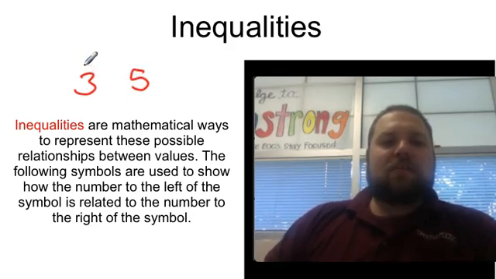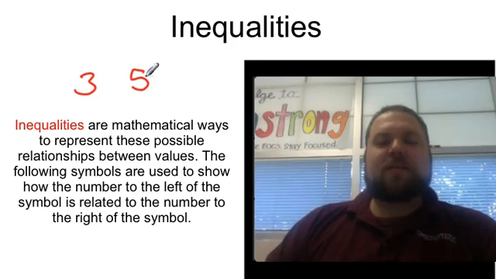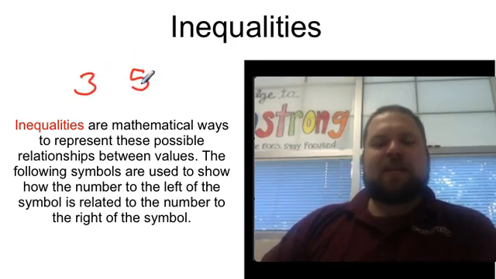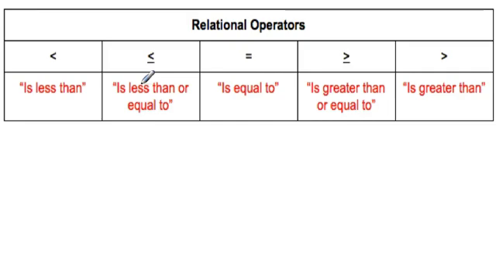Inequalities always deal with the relationship between the number on the left and the number on the right. Order matters on these. It's always how does the number on the left compare to the number on the right, and we use these symbols to talk about that. So I've been using 3 and 5. Let's talk about which of these relational operators, or inequality symbols, describes this relationship. Well, the number on the left, 3, is smaller than, or less than, 5. So I would say that 3 is less than 5.